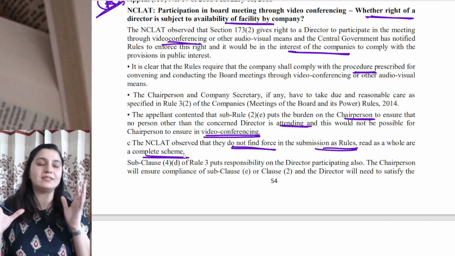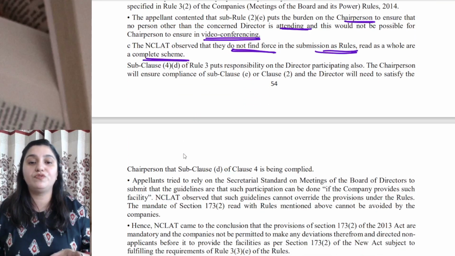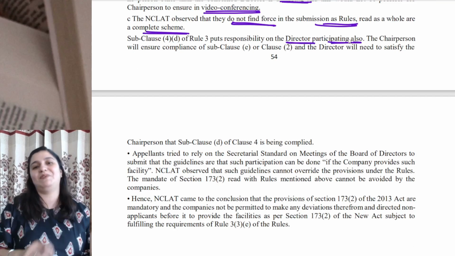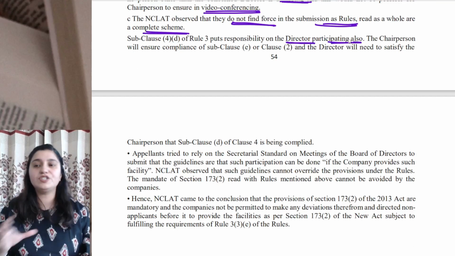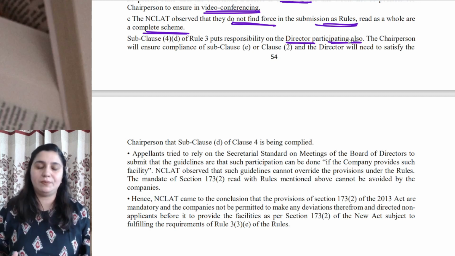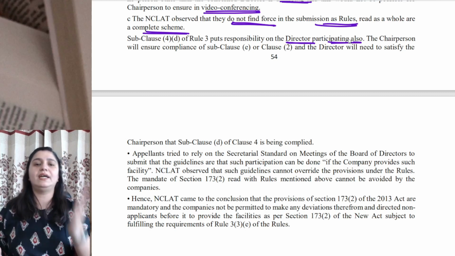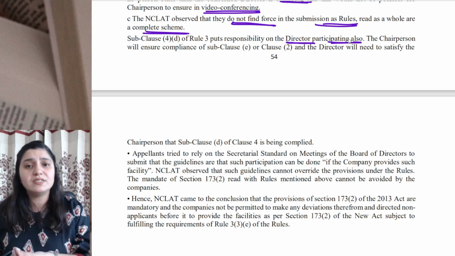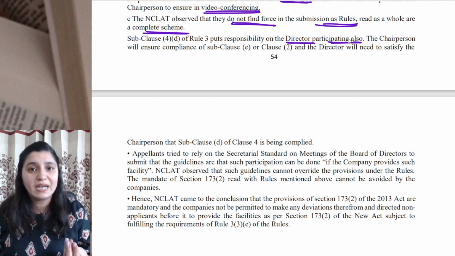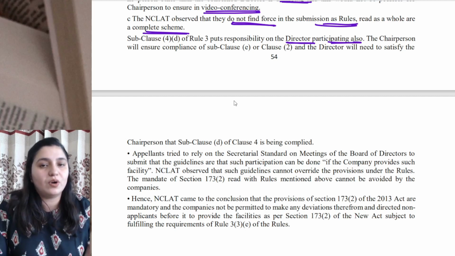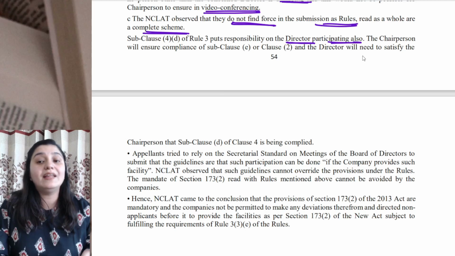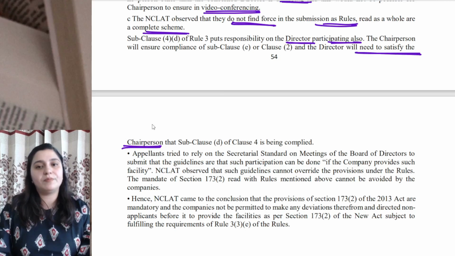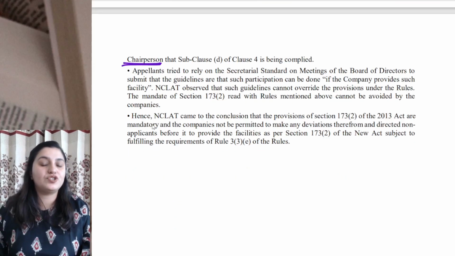See, they are something that you need to do, and sub rule 4D of rule 3 puts the responsibility on the director participating also. Both are responsible. You cannot blame the chairperson, because under the rules they say take the declaration, we will take the declaration. The director participating is also responsible. Not just the chairperson is responsible ideally, right? The chairperson will ensure that subclause E or clause 2 and the director will need to satisfy. So both are responsible. He will ensure from his part and director will also ensure the same.